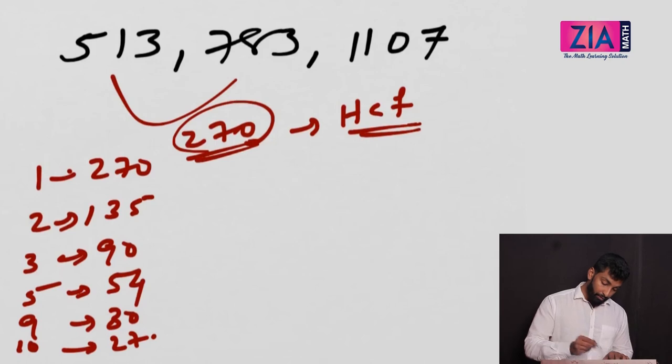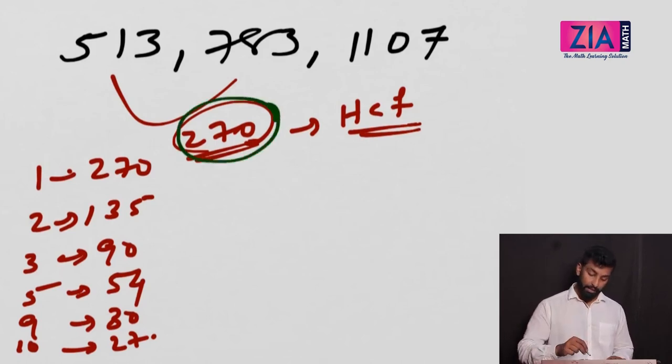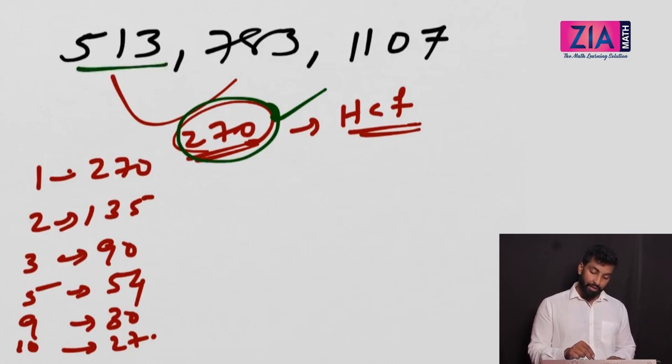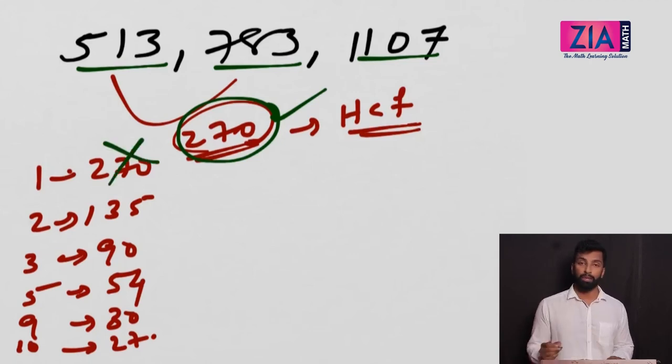Let me discuss the method first. Your HCF will be in the factors of the difference. You got the difference as 270. 270 is the highest factor, so you need to check whether 270 is your HCF. How will you check? You have to divide the three numbers by 270. That is not possible, so this is ruled out. 270 is not your HCF.